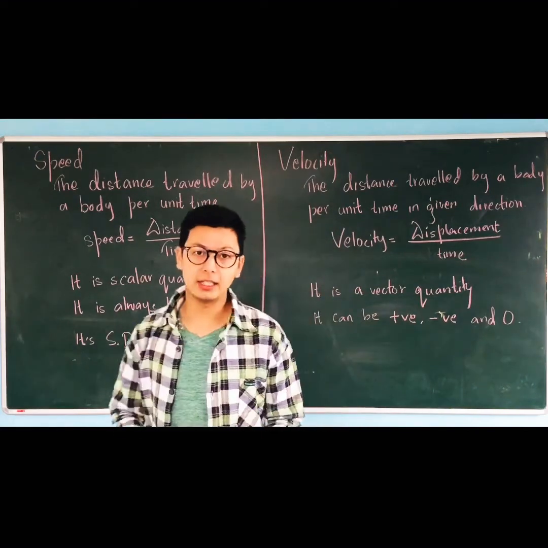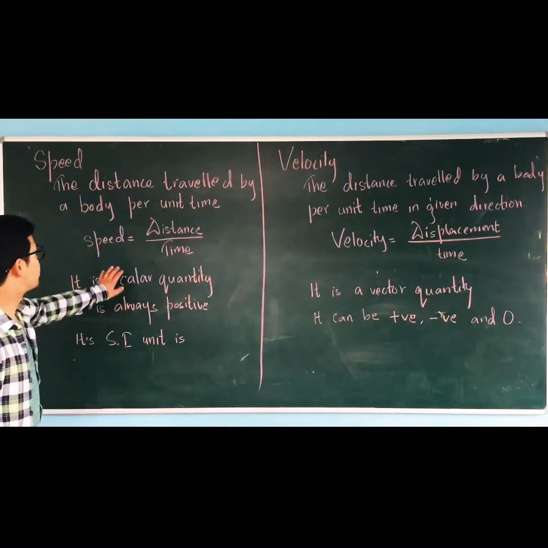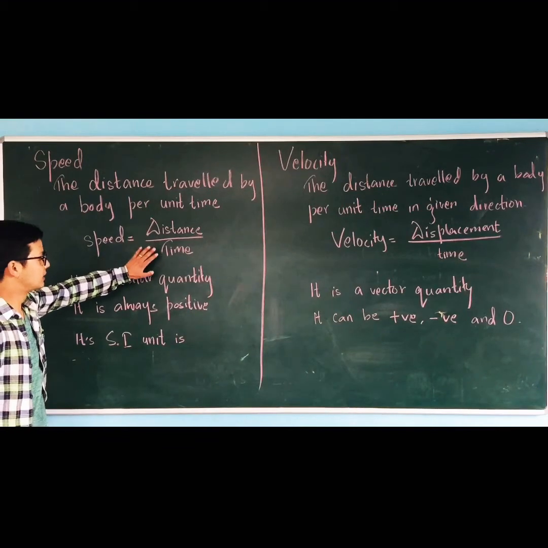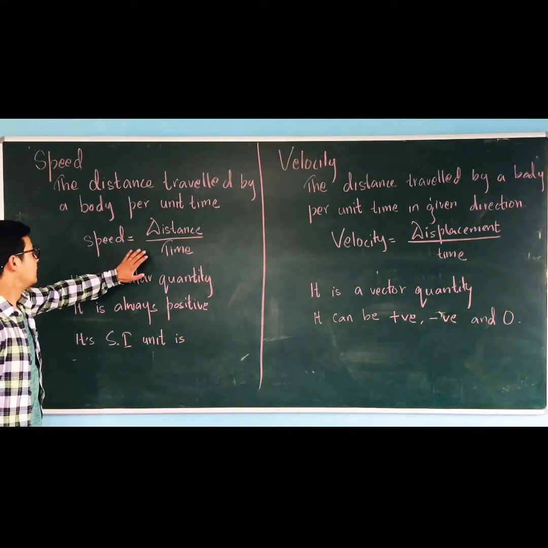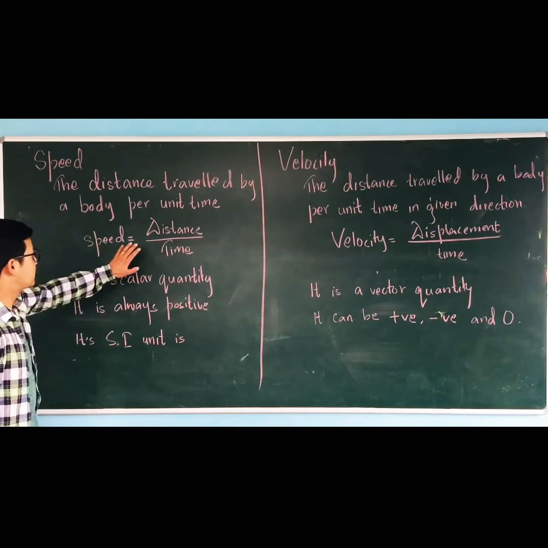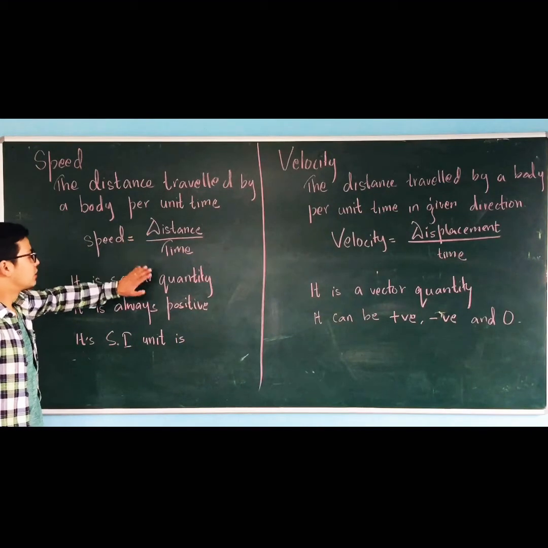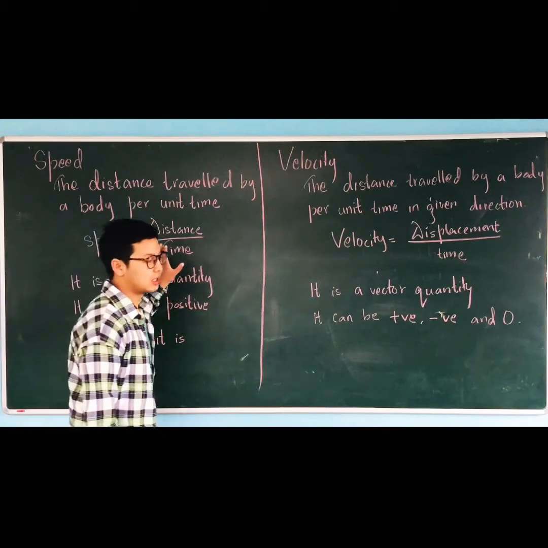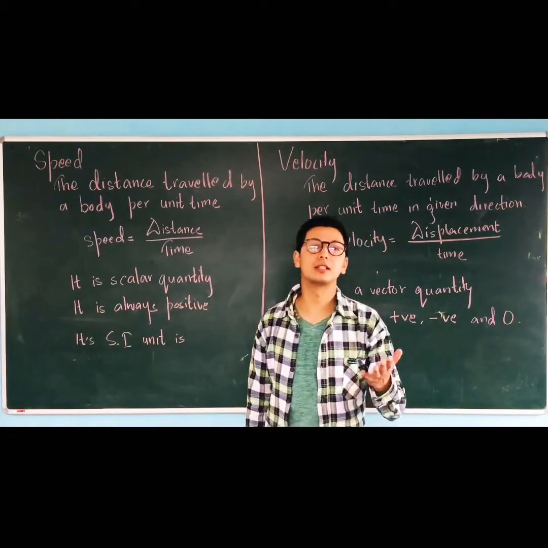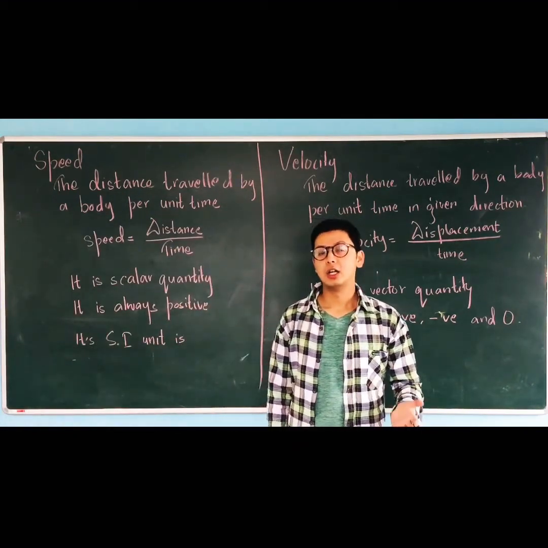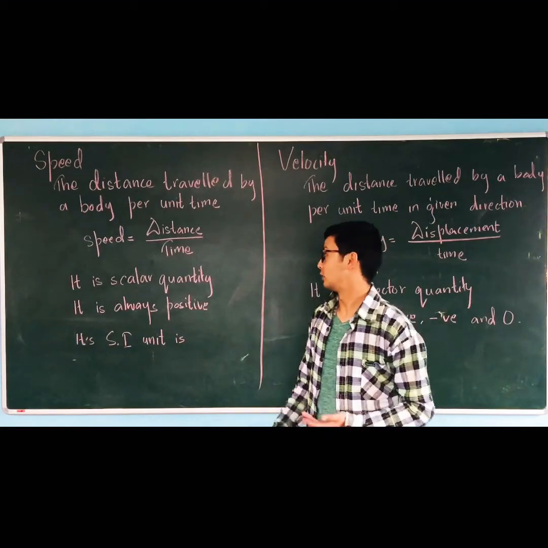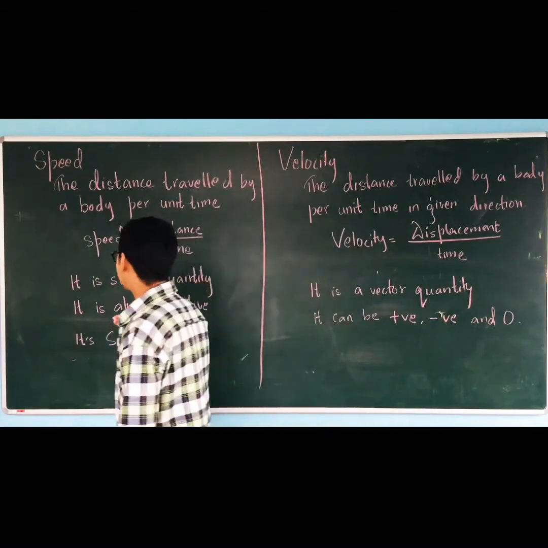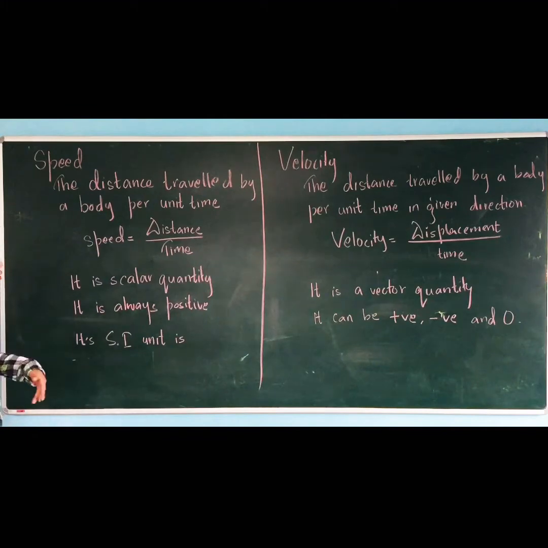Okay, so mathematically it can be represented as speed equals distance by time. Since there is distance here, obviously it is a scalar quantity. So that means speed is a scalar quantity. That means it does not have direction, but it has only magnitude. Okay, so it is a scalar quantity. It is always positive and its SI unit.